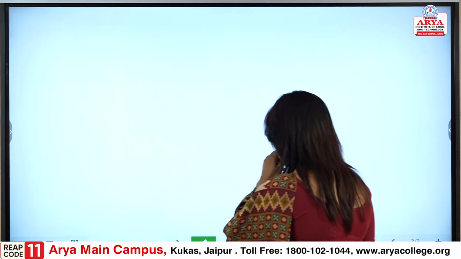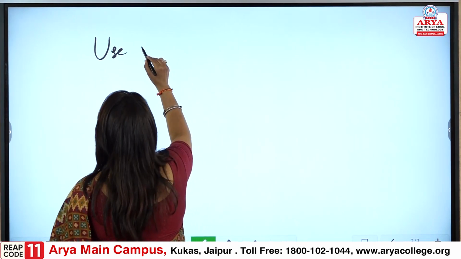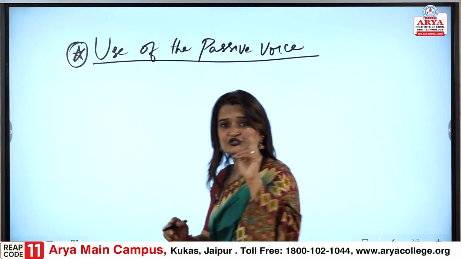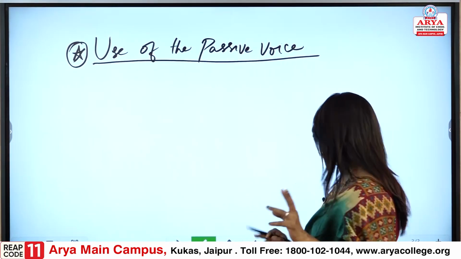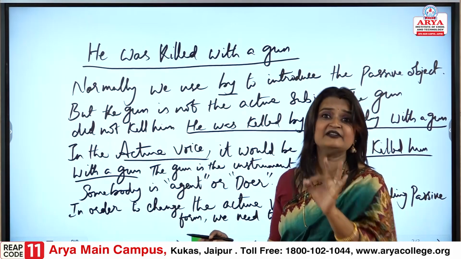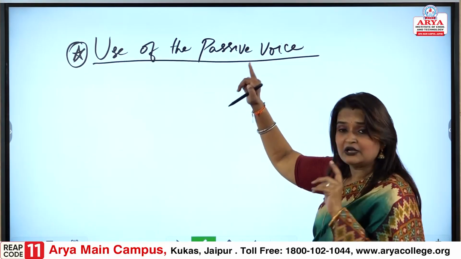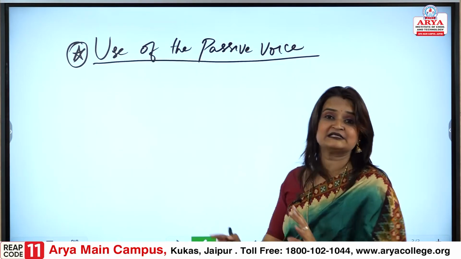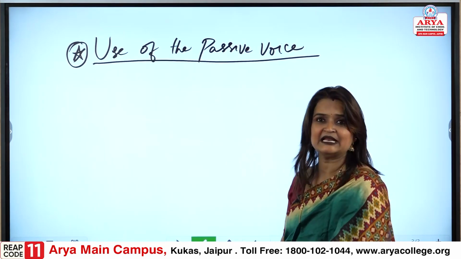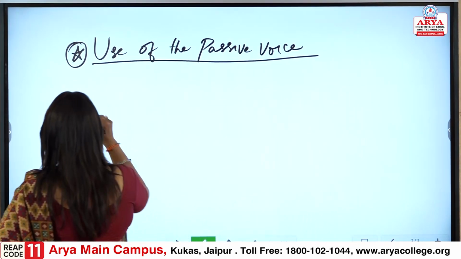Now let us understand this use of the passive voice. Those two things that we were speaking about, we said we need to do two things. What are we supposed to do? Let us understand the use of the passive voice and what those two things are. Now we will understand it in a better manner. What are those two things?